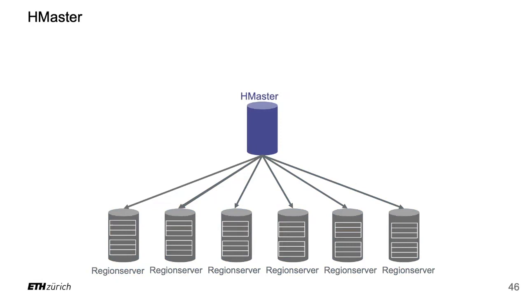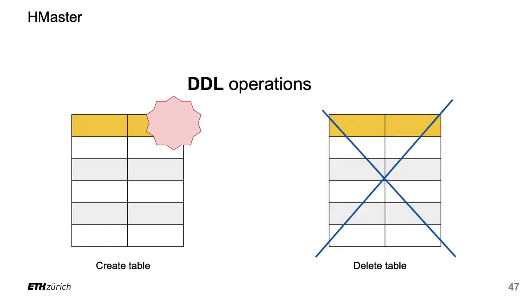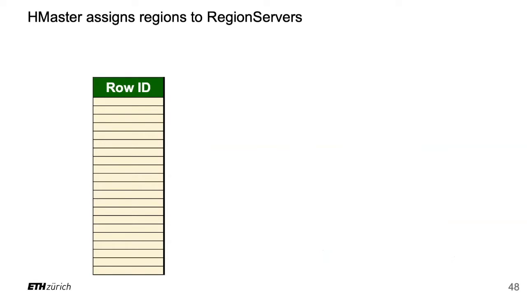Okay, so let's start with the HMaster. It's kind of intuitive, just like the name node is doing the metadata stuff, like creating a directory, deleting a directory, and so on. Well, the HMaster does the same thing. It allows you to create a table, to delete a table, to add column families, and so on and so on. So data definition language operations, right?